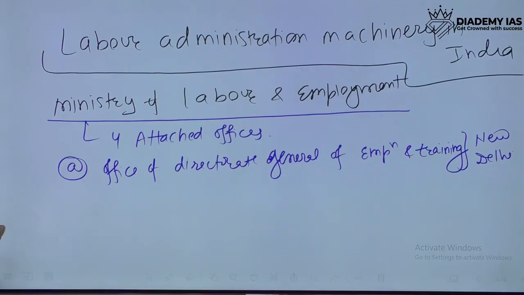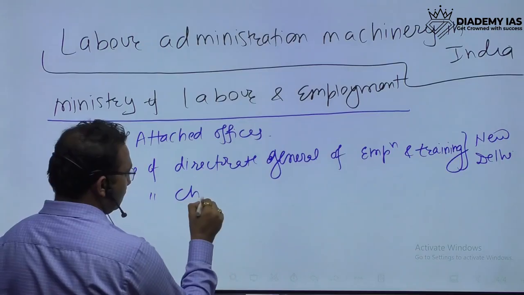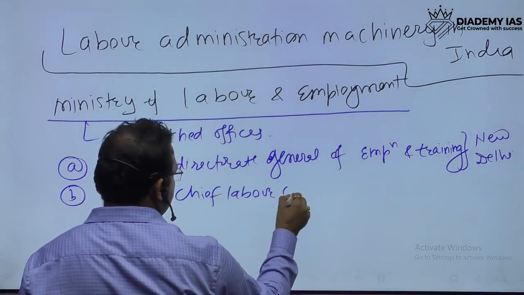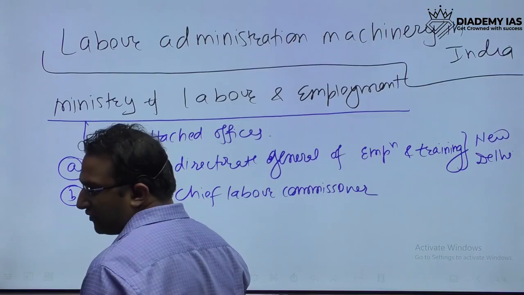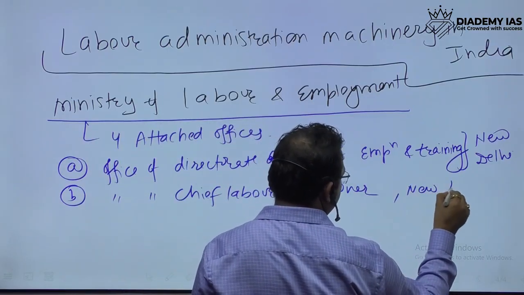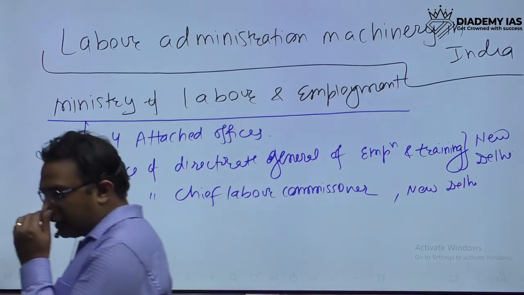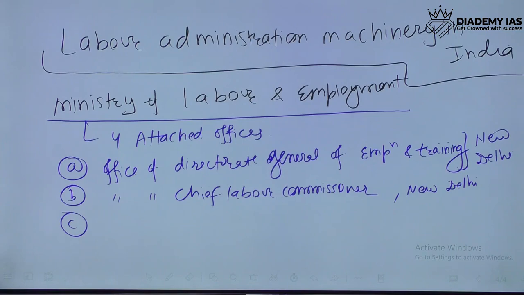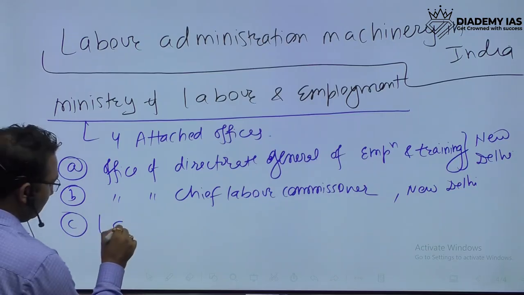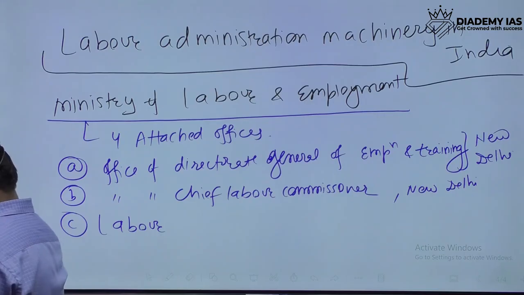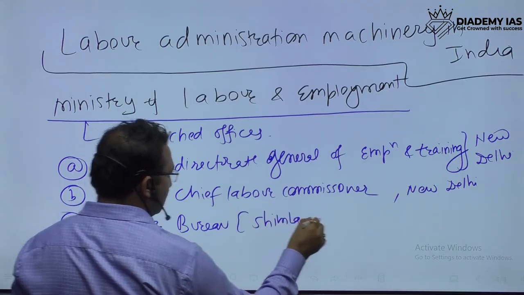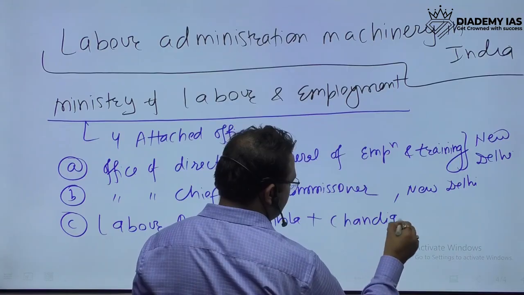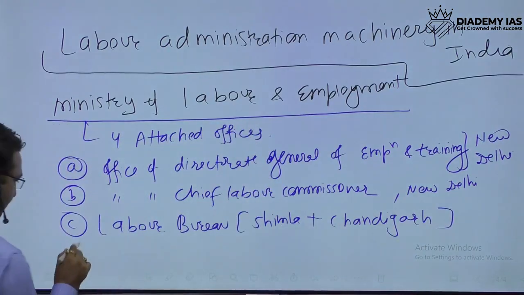Then we have the Office of the Chief Labor Commissioner, again in New Delhi. So they can ask the location also, and they can ask whether this is an attached office or not. So the Office of the DG of Employment and Training, the Office of the Chief Labor Commissioner. Then we have the Labor Bureau. It is in Shimla, and also in Chandigarh. Shimla and Chandigarh, both places.